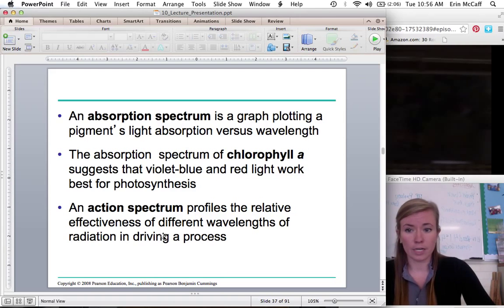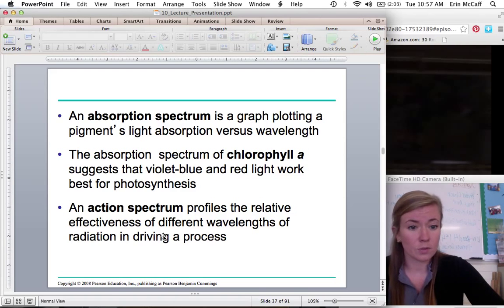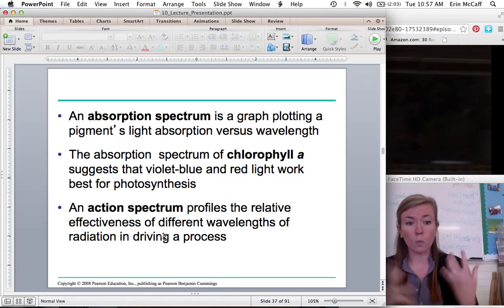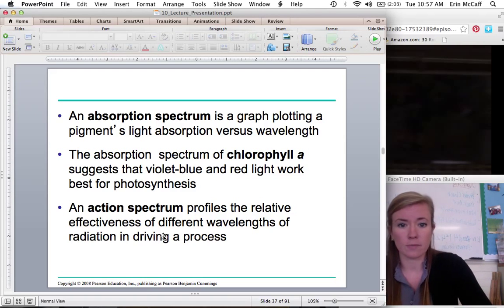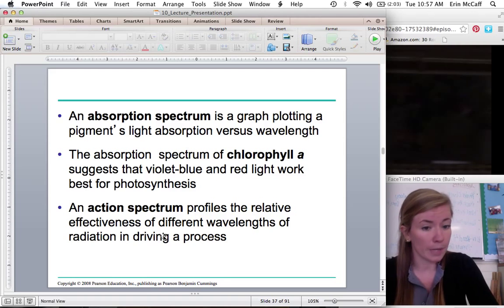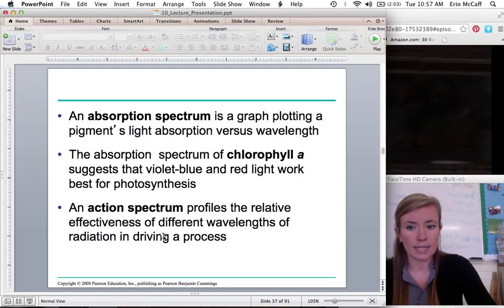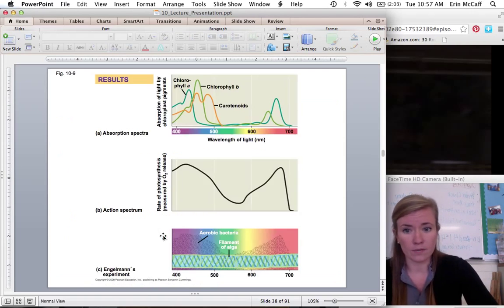That's how a spectrophotometer works. And so we can have something called an absorption spectrum, which is a graph that shows which wavelengths get absorbed by a specific pigment. And so the absorption spectrum of chlorophyll A, which is one of the pigments in a chloroplast, suggests that violet, blue, and red light work best for photosynthesis.